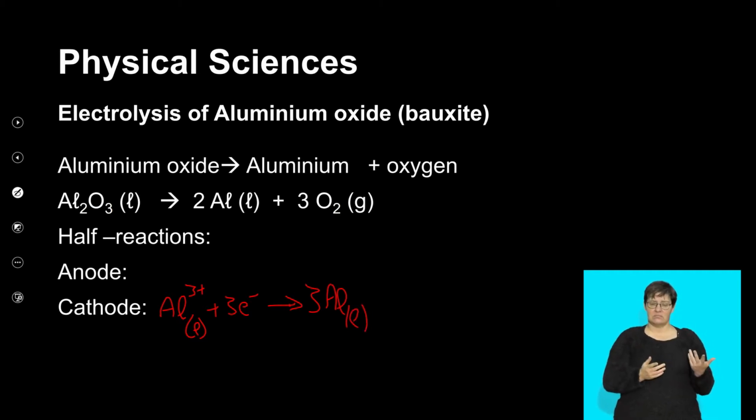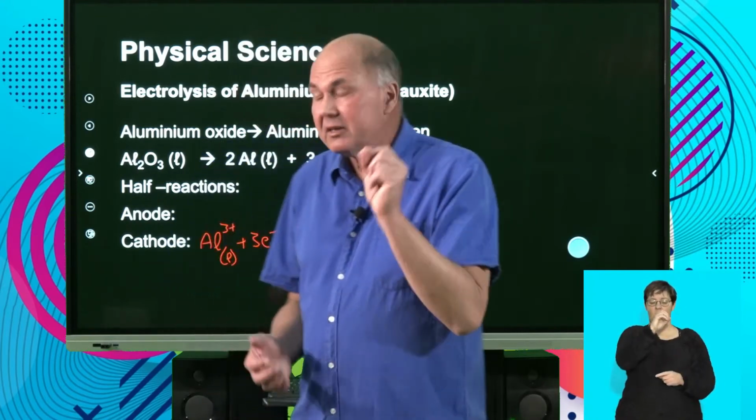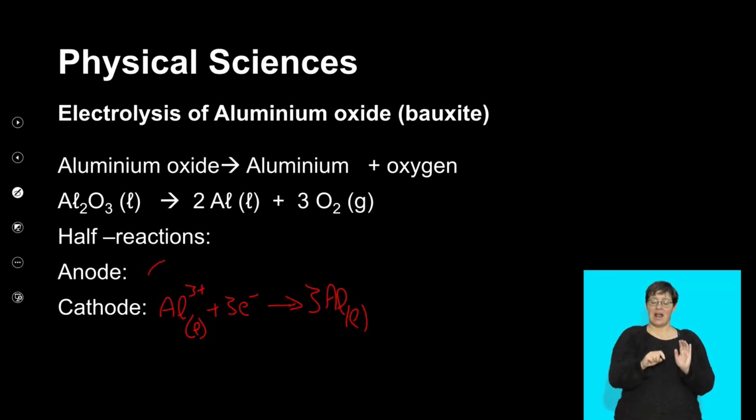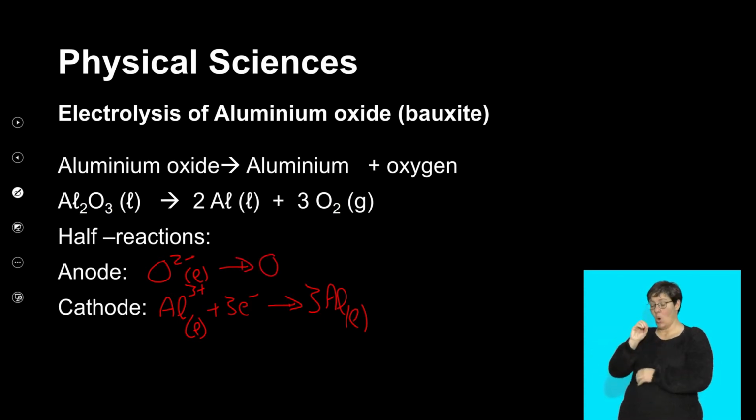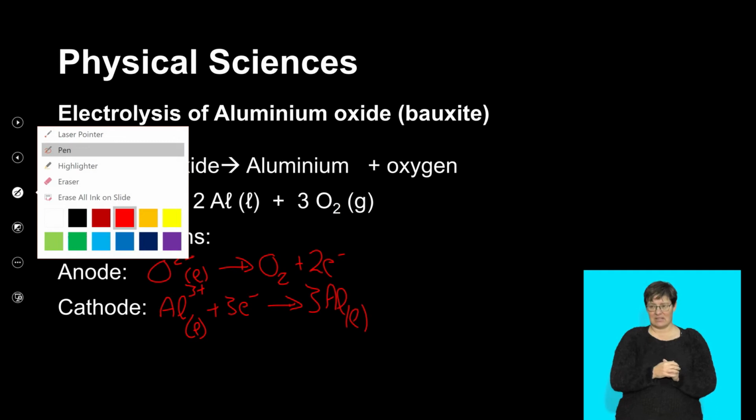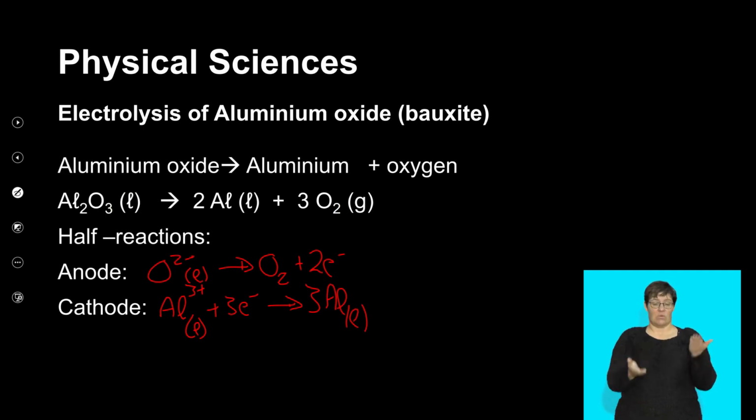But what's happening at the anode then? Well, that's the oxidation reaction. We're going to get the oxide ion that's going to lose electrons. So oxide, O2-, it's also in the liquid form. It's going to form O2 plus 2 electrons. Now I hope you can see there's an imbalance there. And we'd have to balance the equation if we were writing it as the net equation. So 2 and 3, we're going to multiply this by 3, the whole thing by 3, and that will give us 6. We multiply this by 2 to give us 6 over here.